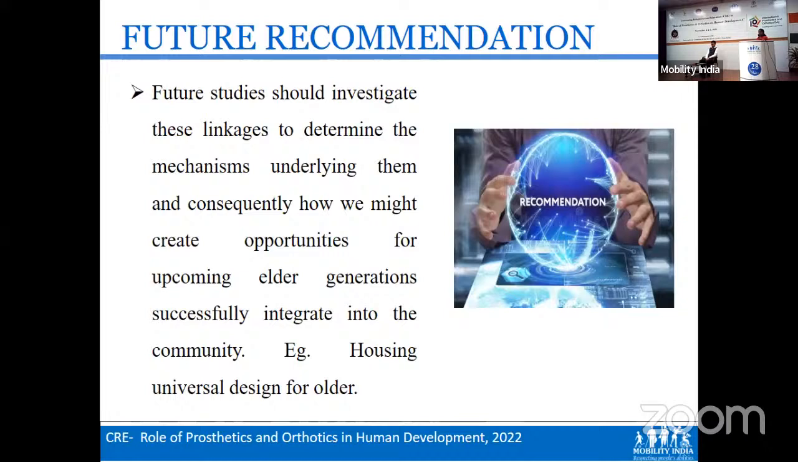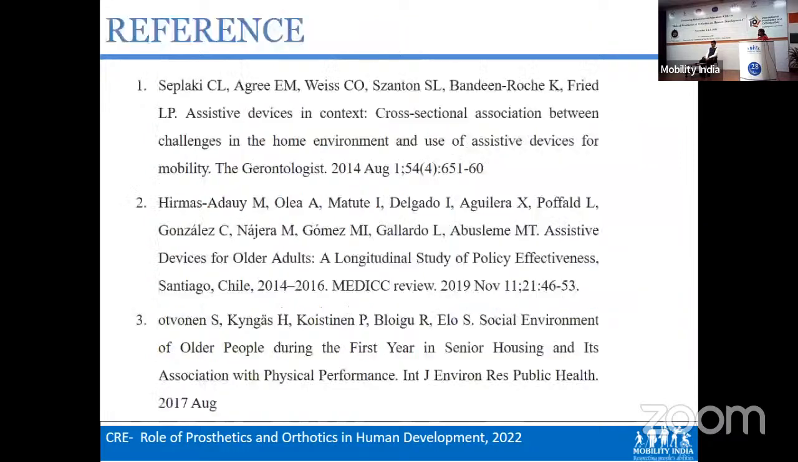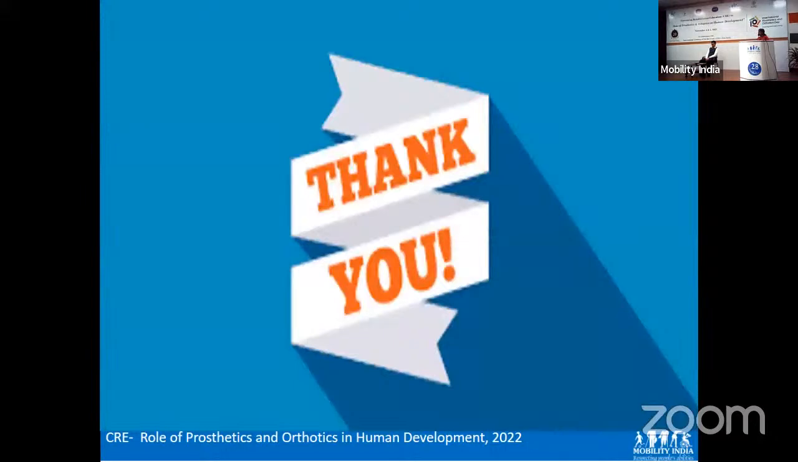The future recommendation of the study is that we should investigate the linkages to determine the mechanisms underlying them, and consequently how we might create opportunities for upcoming elder generations to successfully integrate into the community. For example, we can modify the house itself to overcome the home environment barriers. So these are my references. Thank you.